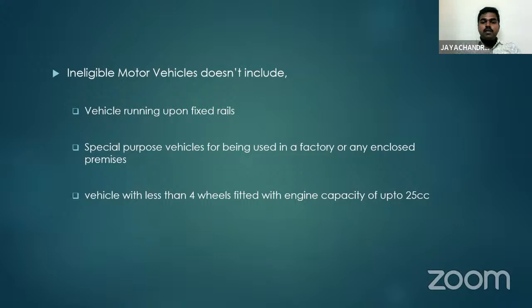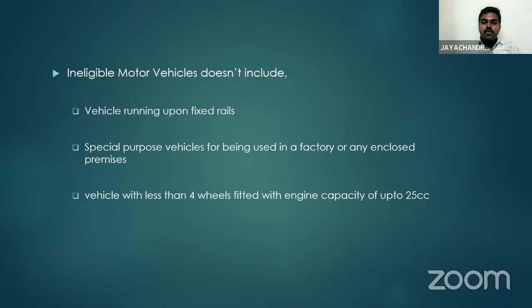Second, special purpose vehicles being used in a factory or in an enclosed premises. Special purpose vehicle means, for example, in a tire factory, or for some heavy lifting articles or metals, you have the special purpose vehicles. Those vehicles lift very heavy articles or metals. Those special purpose vehicles are used inside the factory. One condition is they should be used inside the factory or any enclosed premises. It should not be used outside.